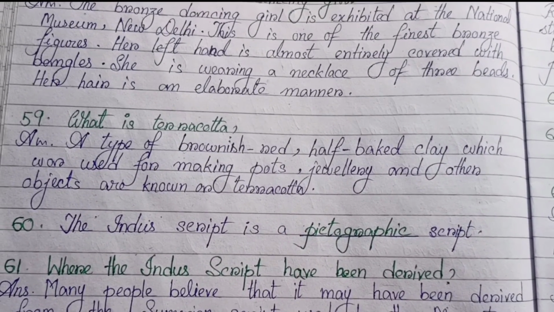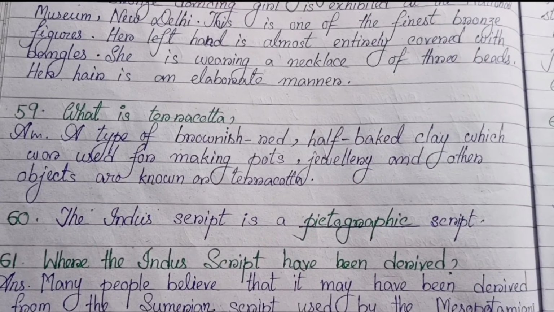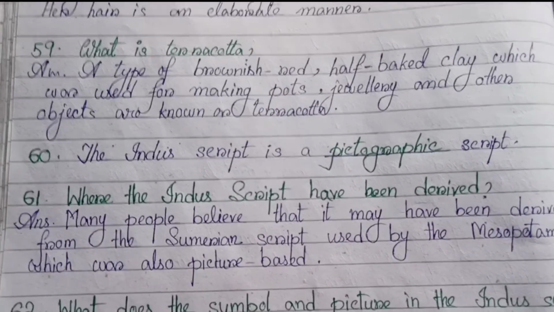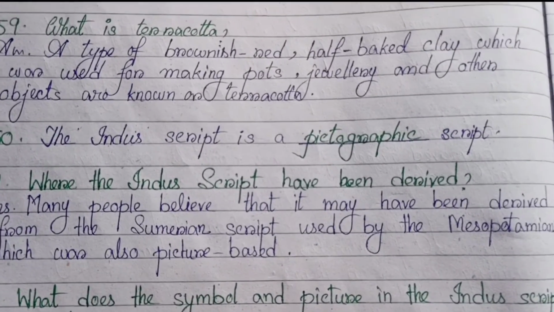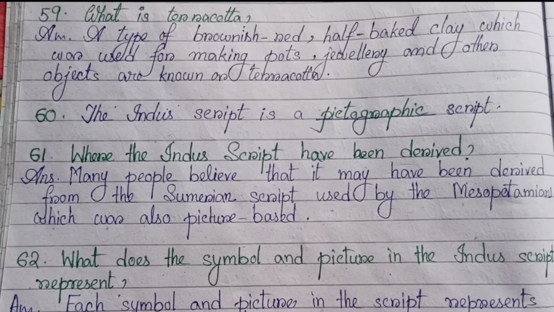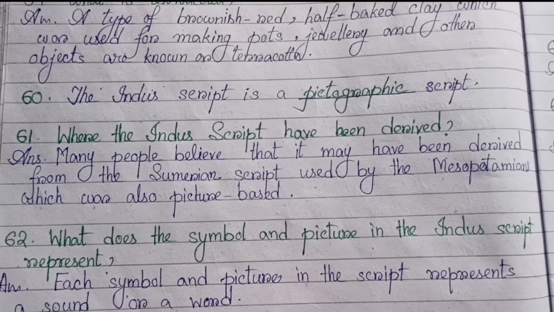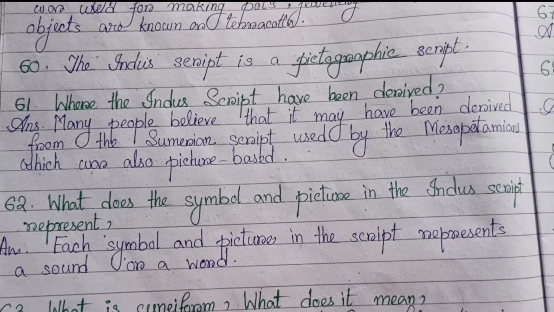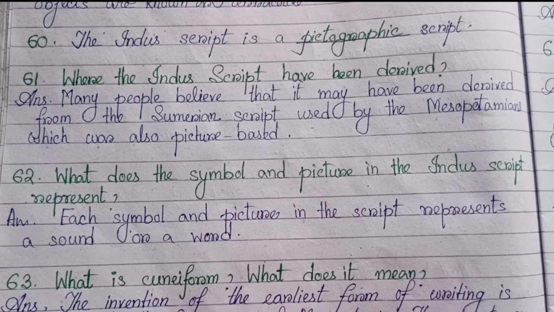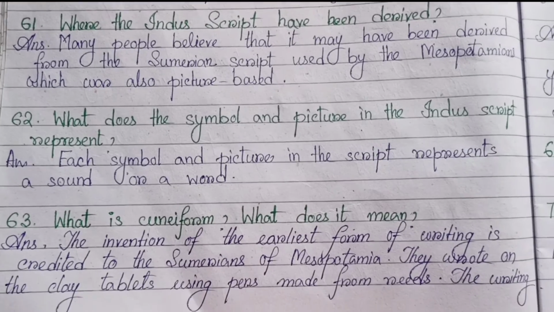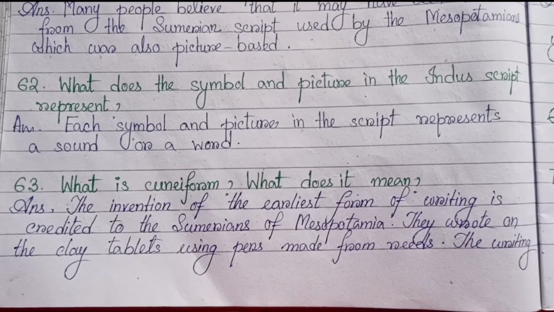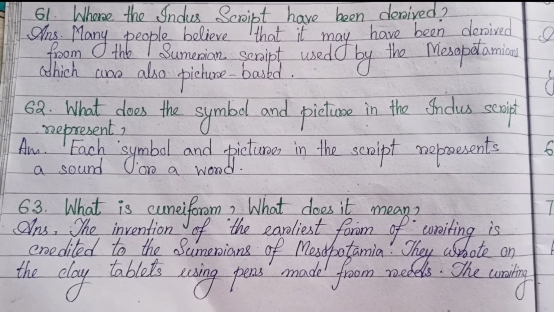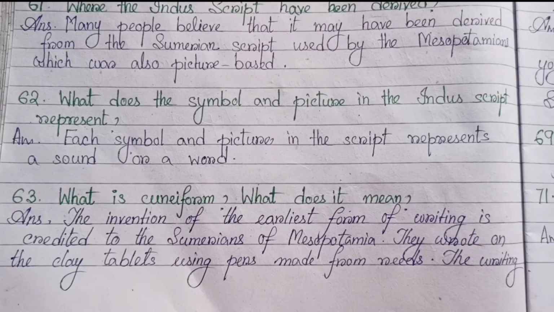What is terracotta? A type of brownish red half-baked clay which was used for making pots, jewelry and other objects is known as terracotta. Next, the Indus script is a pictographic script. Where was the Indus script derived from? Many people believe that it may have been derived from the Sumerian script used by the Mesopotamians, which was also picture based. What do the symbols and pictures in the Indus script represent? Each symbol and picture in the Indus script represents a sound or a word.